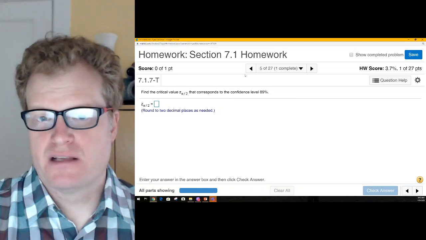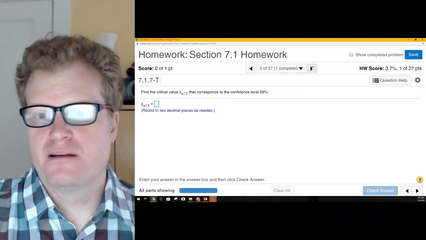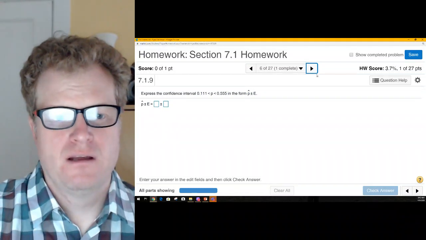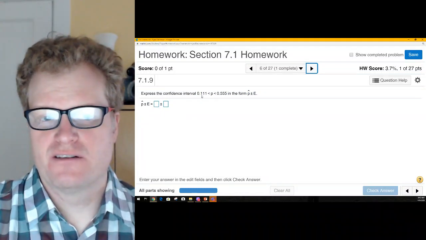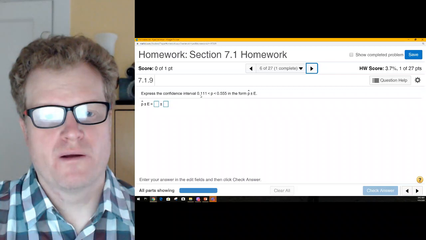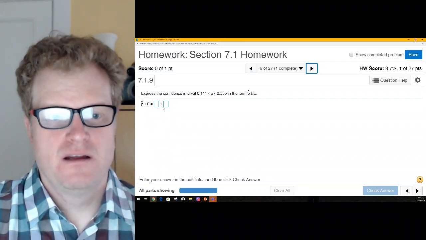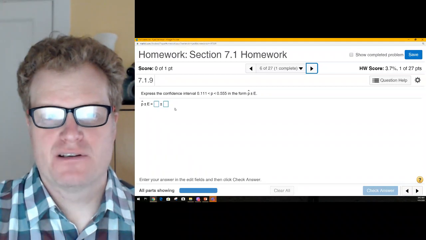And then that's how you do all of these. You just type that in the normal probability distribution calculator. So here we have a confidence interval that goes from 0.111 to 0.555, and I want to find p hat plus or minus e.